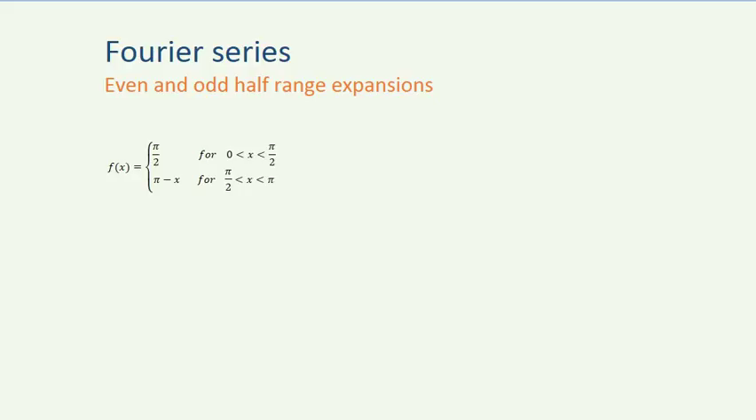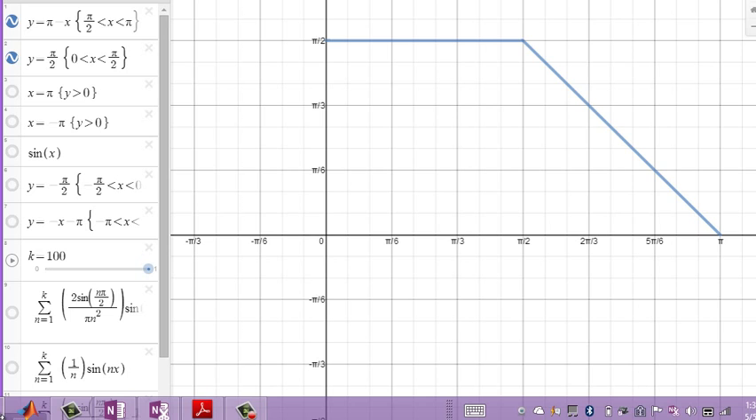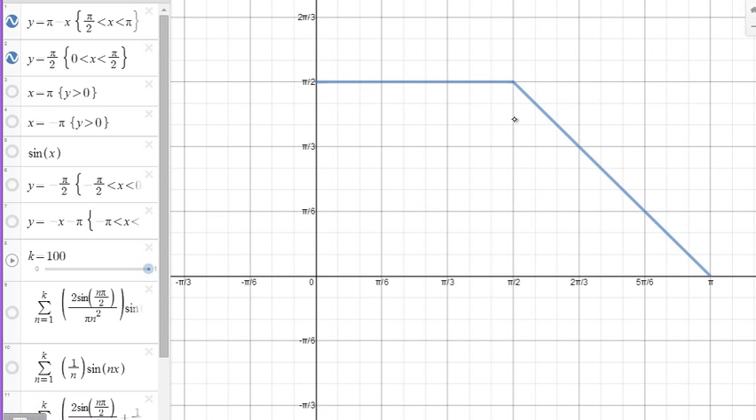Alright, today we're going to do an odd half-range expansion for this function f of x equals pi over 2 from 0 to pi over 2 and pi minus x from pi over 2 to pi. Alright, so first let's go ahead and graph the function, and I've done that for you already in Desmos. And what we see is that it's a constant value from 0 to pi over 2, and it's a slope of -1 from pi over 2 to pi.